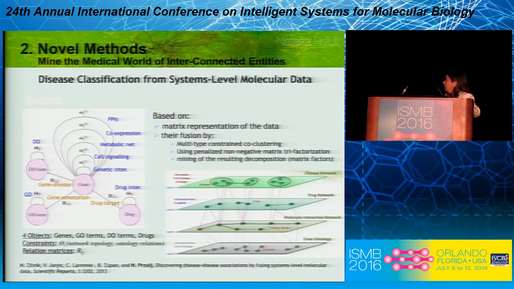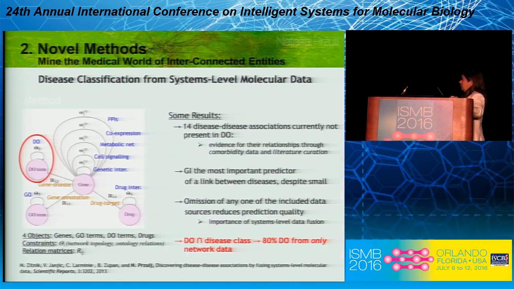And over here, we have genes and all sorts of molecular interaction networks on them. We have drugs, we have drug interactions, we have GO terms, we have disease ontology terms, and basically now we have 4 objects. Previously, in the previous example, we had 3, and then we are fusing all of these matrices and connectivity patterns to figure out whether disease ontology needs to be rewired. And what we find is that by looking at only these wiring patterns, we recover 80% of disease ontology only from the network data.